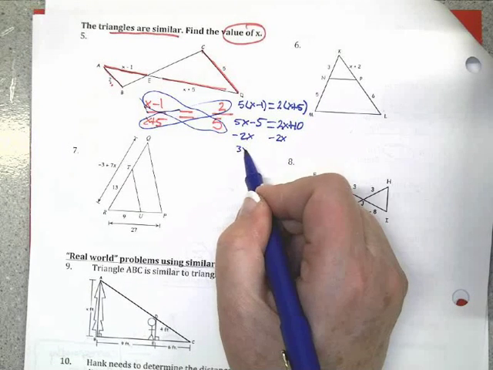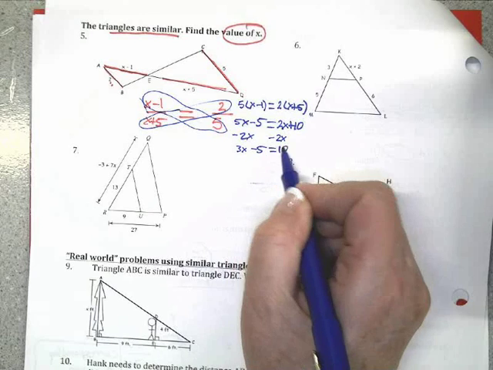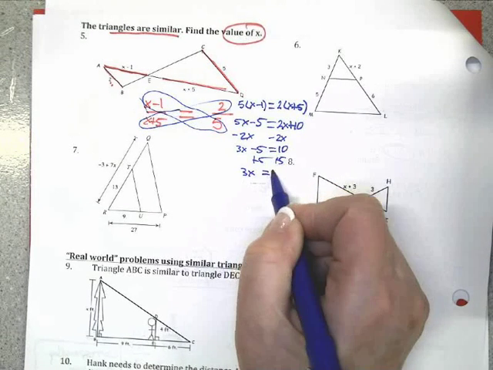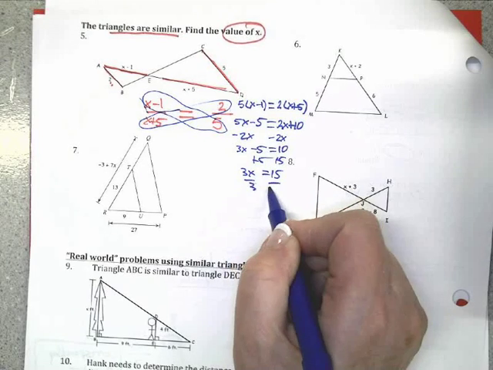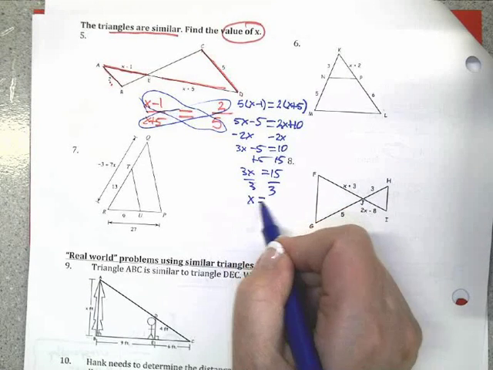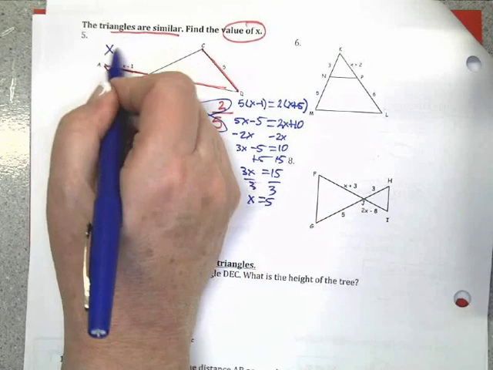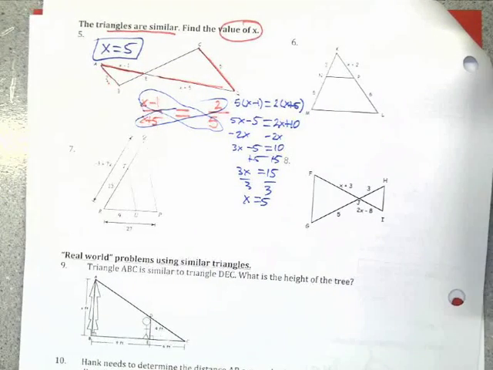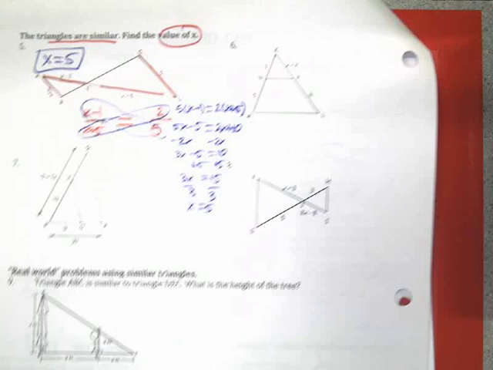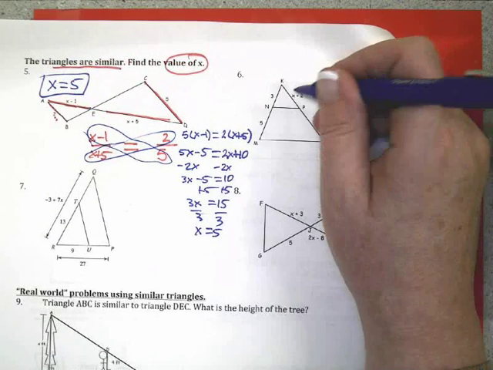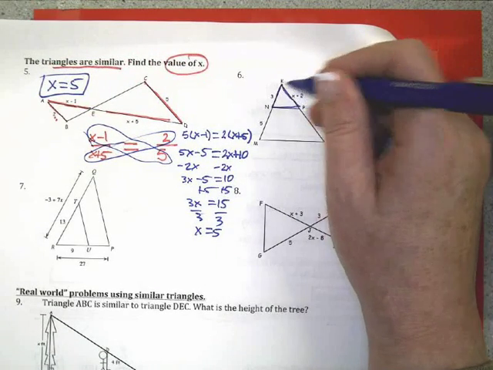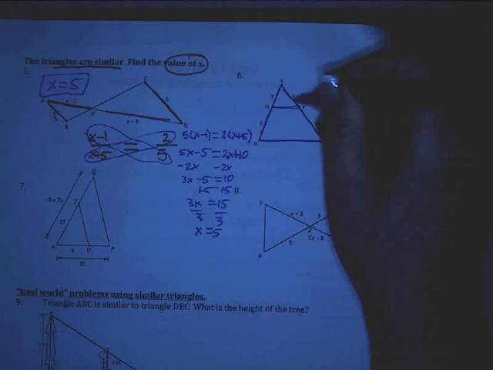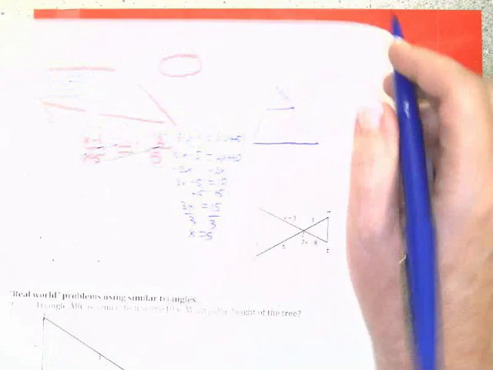And then just continue solving this equation. Subtracting 2x from both sides, adding 5 to both sides, and dividing by 3. So now we have the fact that x is equal to 5 for that first problem. Okay, on the second problem, this is another small triangle and large triangle. So let's go ahead and set up another proportion here.